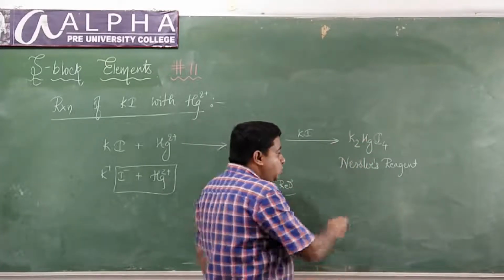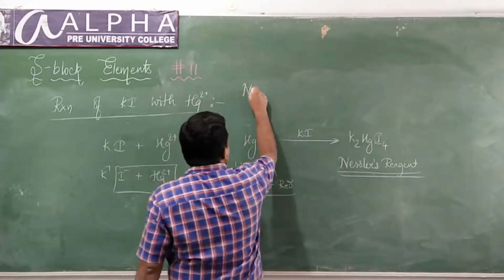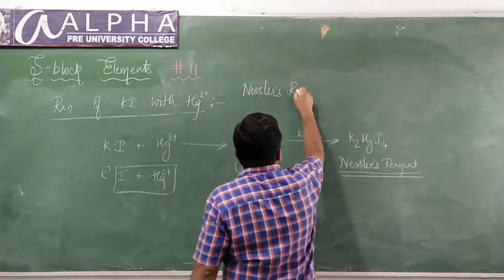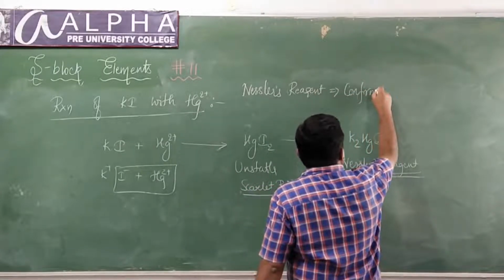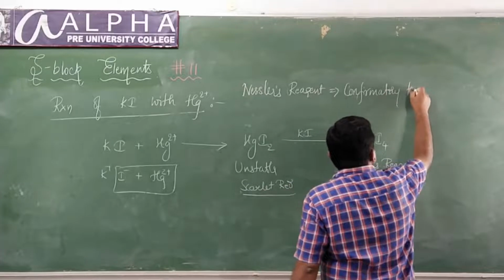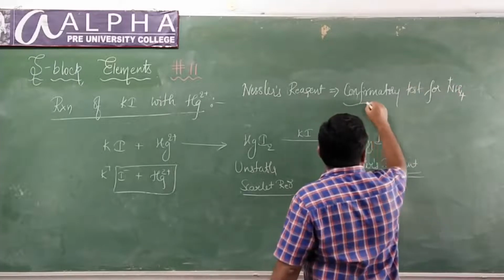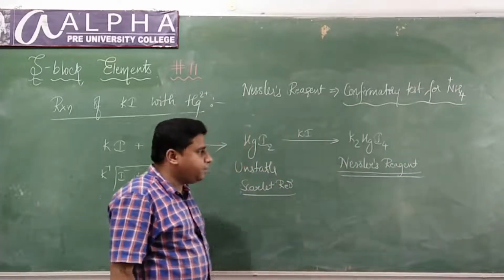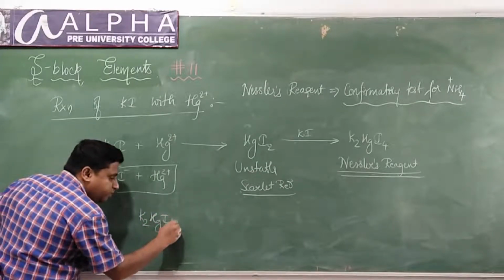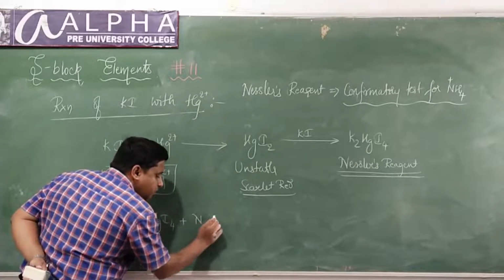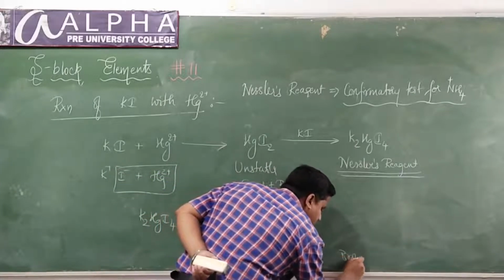Nessler's reagent. Where do we come across Nessler's reagent, guys? We come across Nessler's reagent in the confirmatory test for ammonium, isn't it? Say yes or no? So when this Nessler's reagent K2HgI4 reacts with ammonium ion, we will get a brown precipitate.